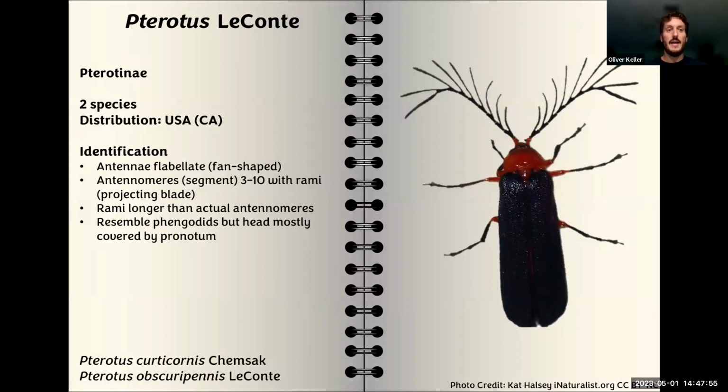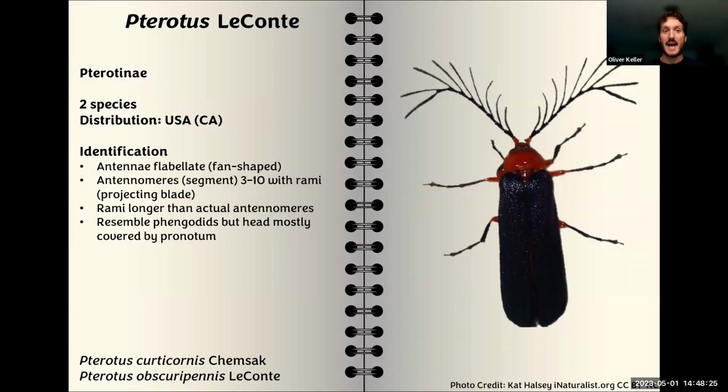This is a genus that has 2 species in it. On the bottom there, Terotus obscuripennis, which is the one pictured, is by far the most common one. Corticanus is very rarely collected, and I'm not sure how many specimens I've ever collected. I only have ever seen the type. And as you can see, they have very, very elaborate antennae.